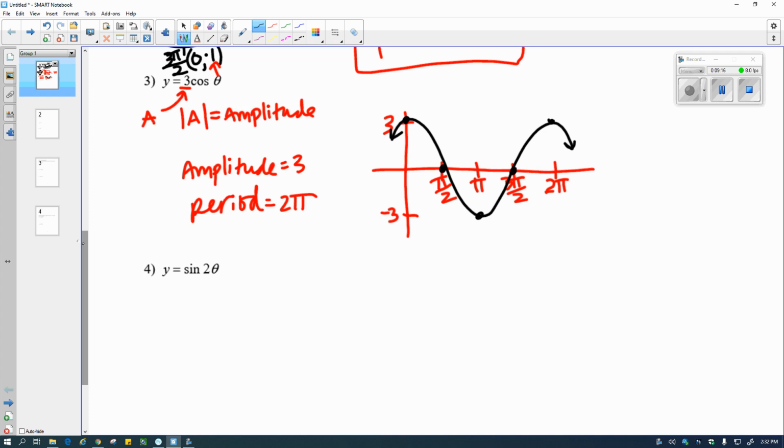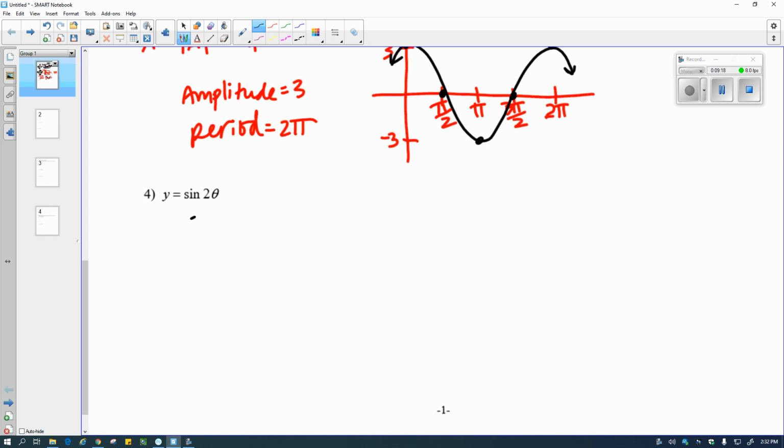Like I mentioned, if you stick something in front of the angle, it's going to change the period. This is B. Okay? And the period is equal to 2 pi over B. What happens is when you change this number, that means that I will get 2 sine graphs in the original amount of time, in 2 pi.